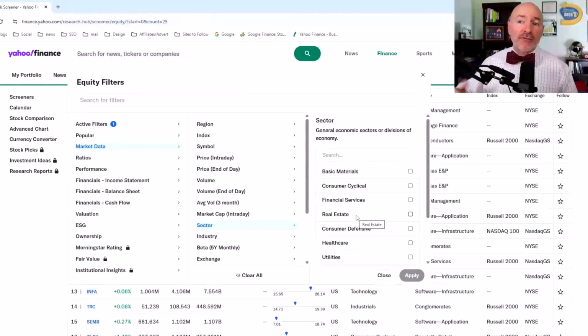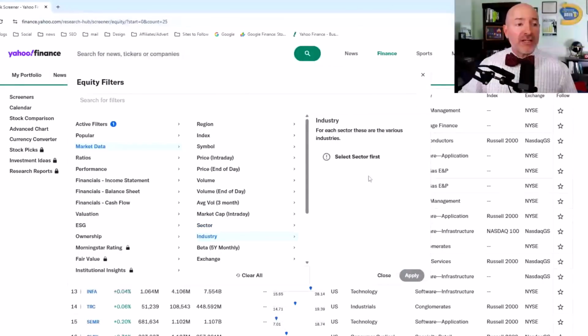This is very important for that top-down process that we talked about, where if you're looking at the state of the economy, different economic scenarios, and which sectors are going to benefit, then you're going to want to start here with the sectors, and you're going to want to target those sectors that are going to do best in the economic environment in which you find yourself.